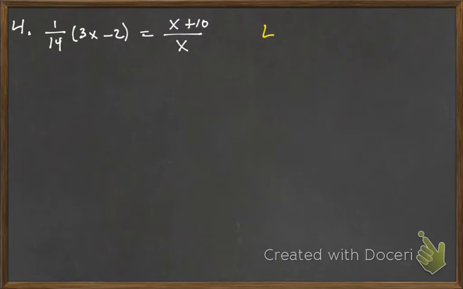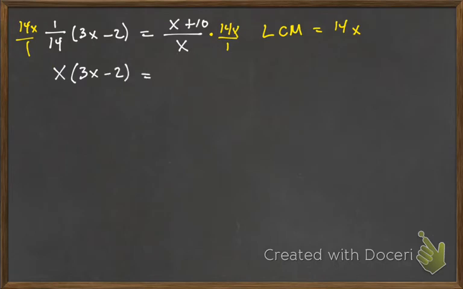So there's only two denominators. There's a 14 and an x. They're distinct, so the LCM here is going to be 14x. And so we're going to go ahead and multiply both sides by 14x over 1. And on the left-hand side, the 14s will absorb, and you have x times the quantity 3x minus 2. On the right-hand side, the x will absorb, and then we'll have x plus 10 quantity times 14.